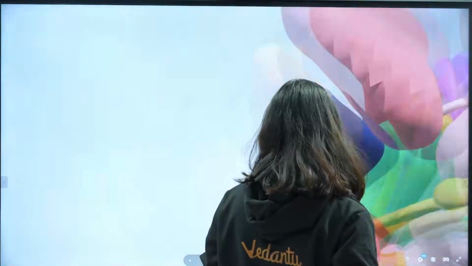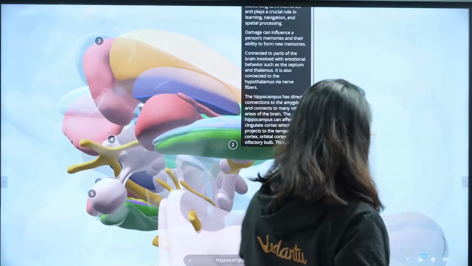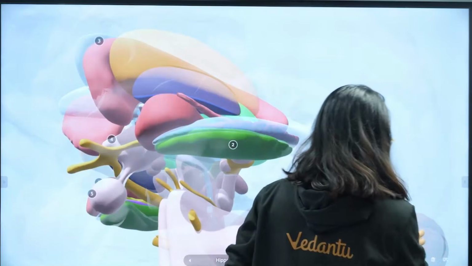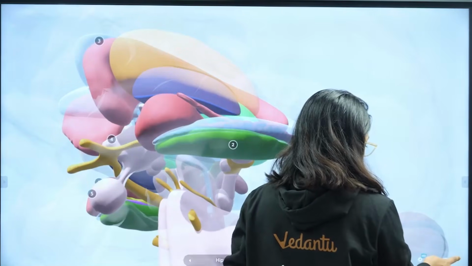Hypothalamus understood, no? Hippocampus, yeah. This is the green color one, the hippocampus. Now I'll show you the pituitary gland as well. One minute.